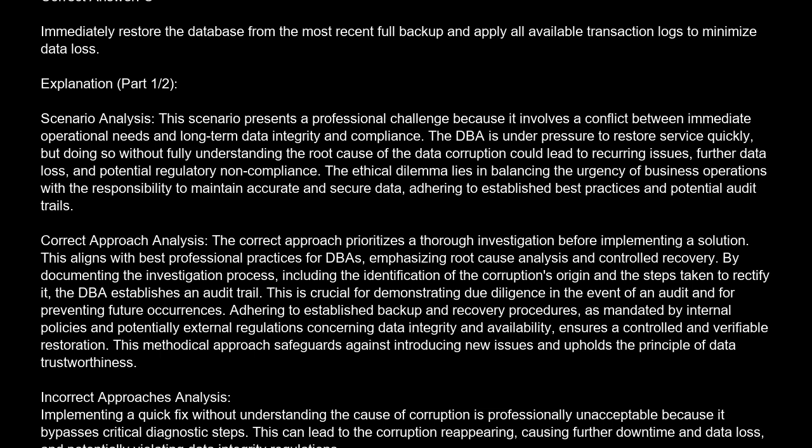Correct approach analysis. The correct approach prioritizes a thorough investigation before implementing a solution. This aligns with best professional practices for DBAs, emphasizing root cause analysis and controlled recovery. By documenting the investigation process, including the identification of the corruption's origin and the steps taken to rectify it, the DBA establishes an audit trail. This is crucial for demonstrating due diligence in the event of an audit and for preventing future occurrences.